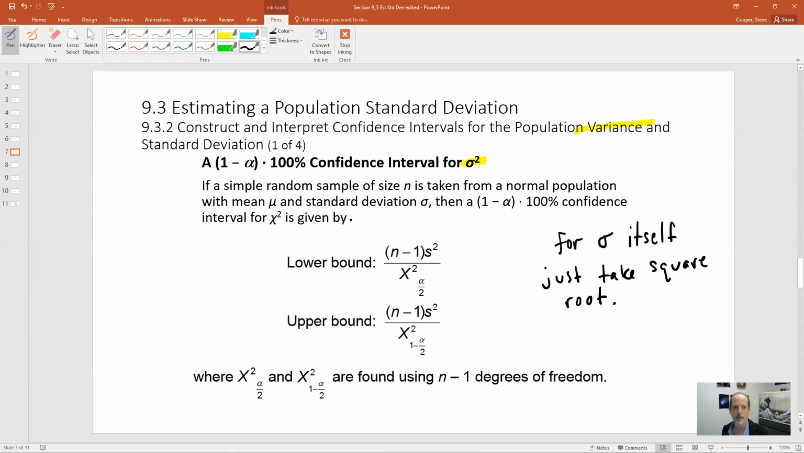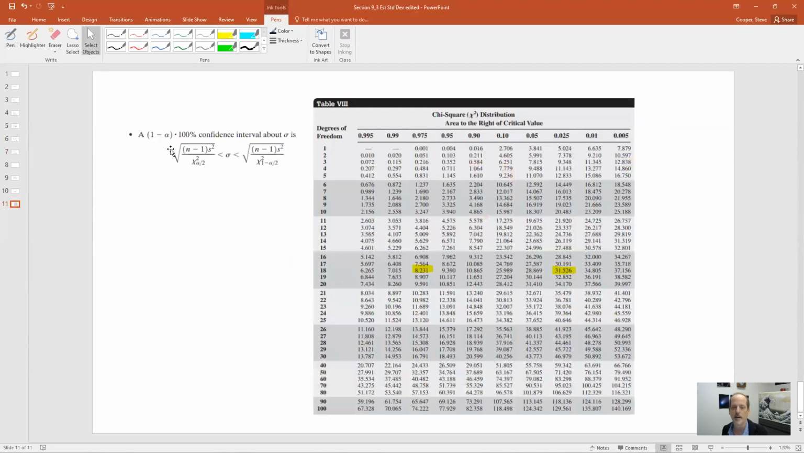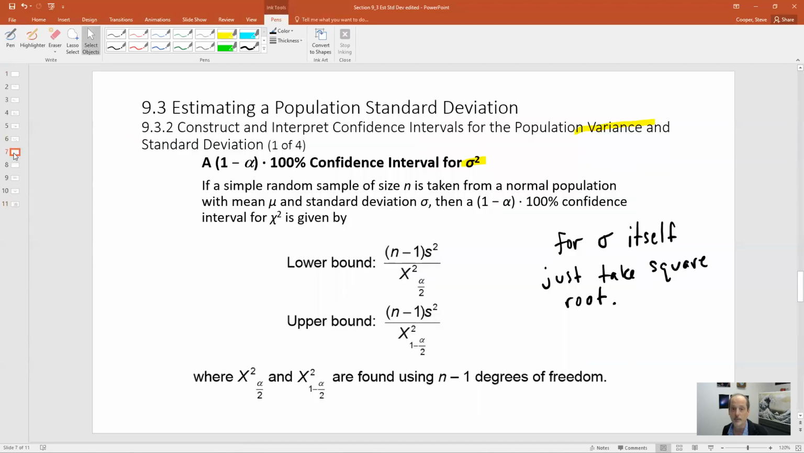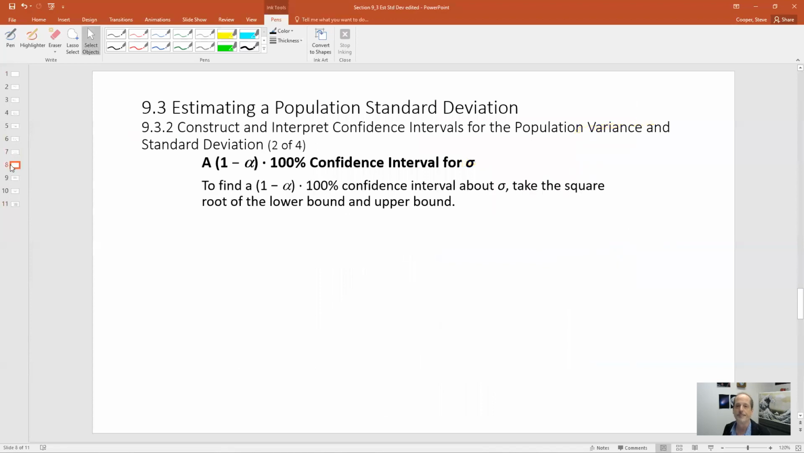So let me bring you back to slide 11 because this is the concise version. So notice this says, give me the lower bound and upper bound for sigma itself. And notice this time we've got the square root of that very same formula. Here we're missing the square root and we're calling it variance. Okay, so let's say I want to find a 1 minus alpha times 100% confidence interval about sigma. Take the square root of the lower bound and the upper bound. Okay, talked about that already.